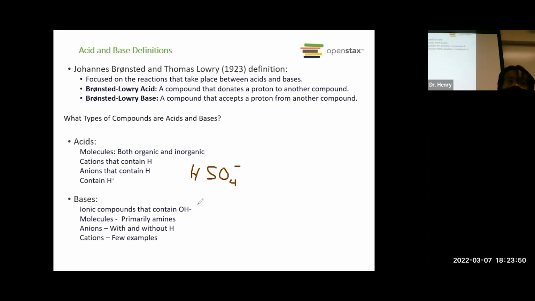So hydrogen sulfate is an example, right? It's an anion, because it's a polyatomic ion. And this H here is able to sit there and be donated, right? So then it'll donate that proton, or that H+.